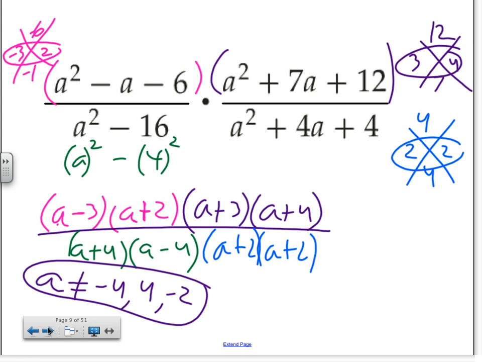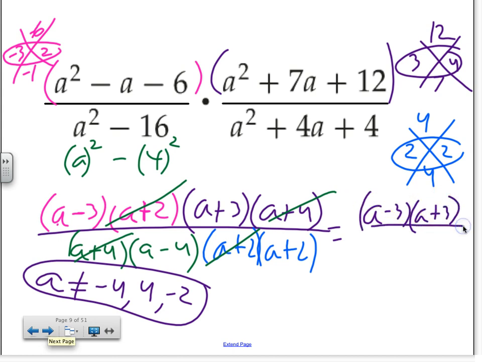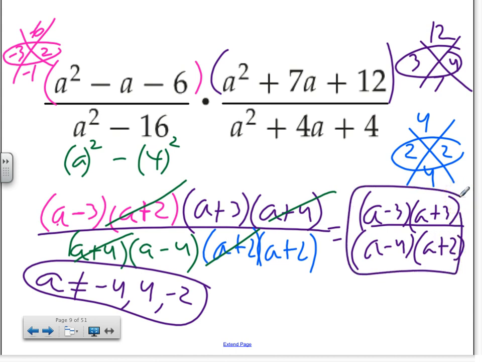Yes. A plus 2 is gone. Anything else? A plus 4 is gone. And anything else? If not, then we can conclude this with A minus 3, A plus 3 over A minus 4, A plus 2, and this is our simplified form. We're done. That's it.